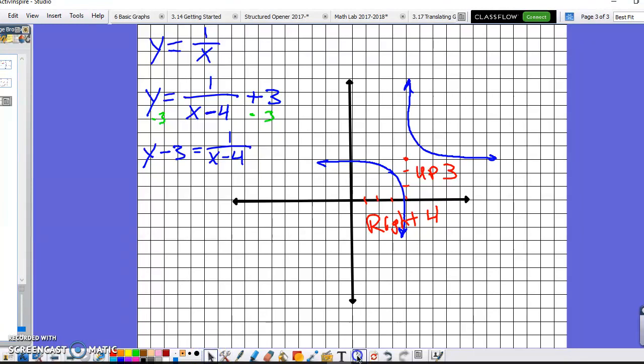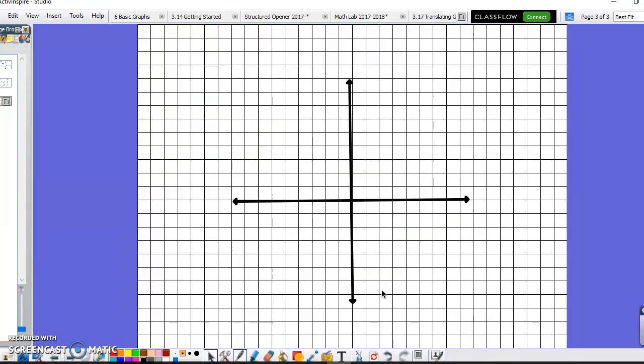Alright, one last one here. I'm looking at the time. I'm not trying to make this super long, but I do want to get another example in. Let's take a look at one that's a little bit easier to see.